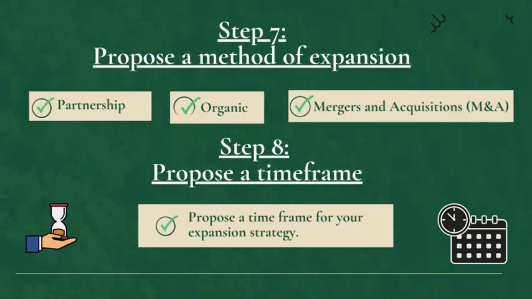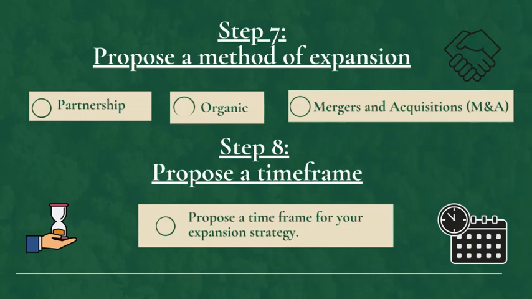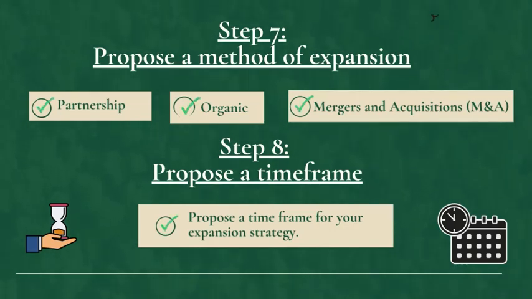Step 7 is proposing a method of expansion. There are 3 common strategies. First, partnership. Examples are joint ventures, licensing, or joint distribution networks. Second, organic. In other words, trade-based entry modes, such as exporting. Third, mergers and acquisitions, forming a new legal entity under one mother corporation. Step 8 is proposing a time frame.